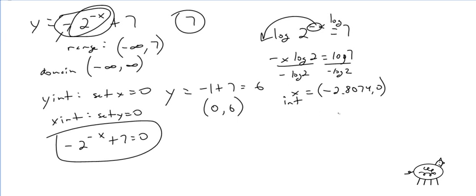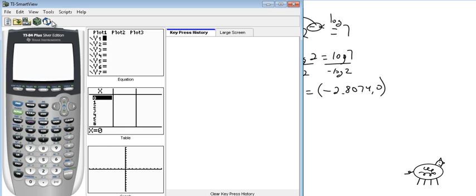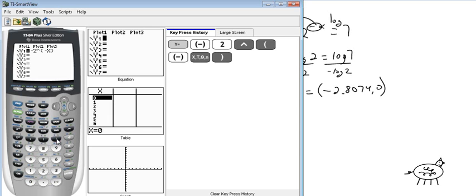Now what we can do is actually use our TI to figure out the solution. Of course, these x-intercepts are the same thing as finding your roots. So we'll bring up the virtual TI here and plug in our equation. y equals negative 2 raised to the... I'm going to put this in parentheses. I like putting stuff in parentheses because then I know it's the only thing raised to the negative x power. And then plus 7.